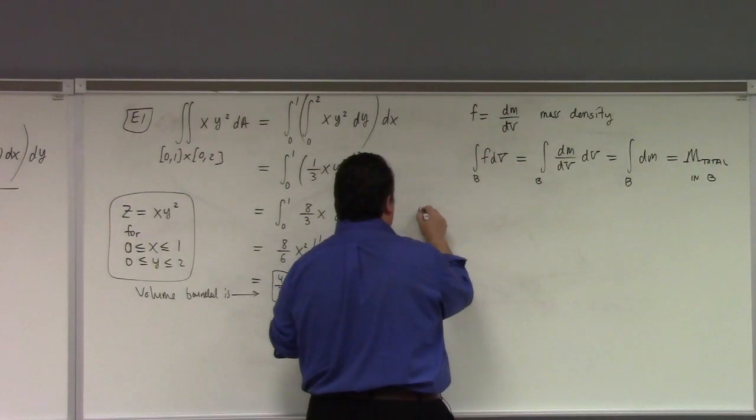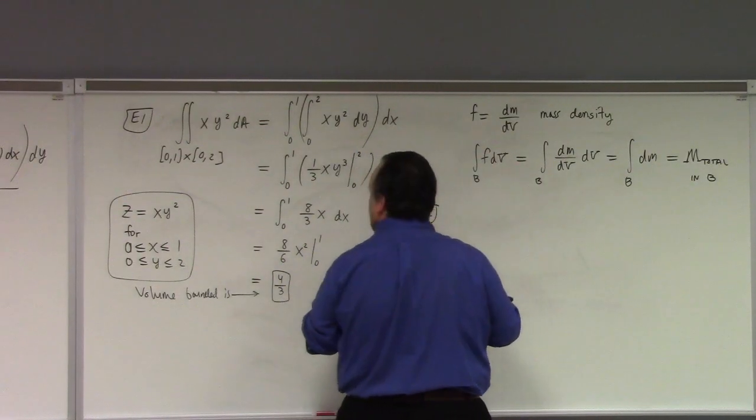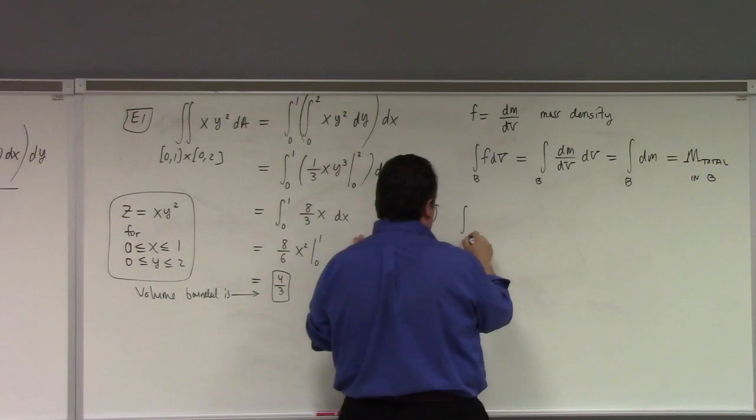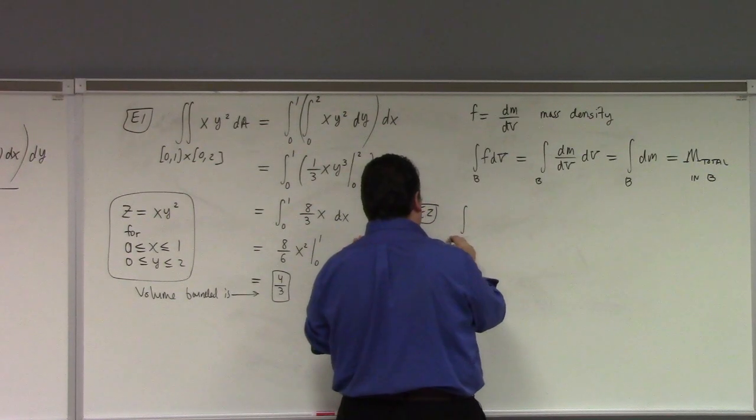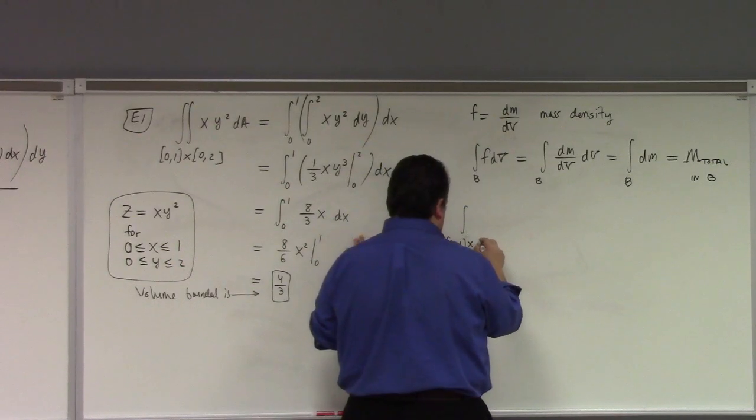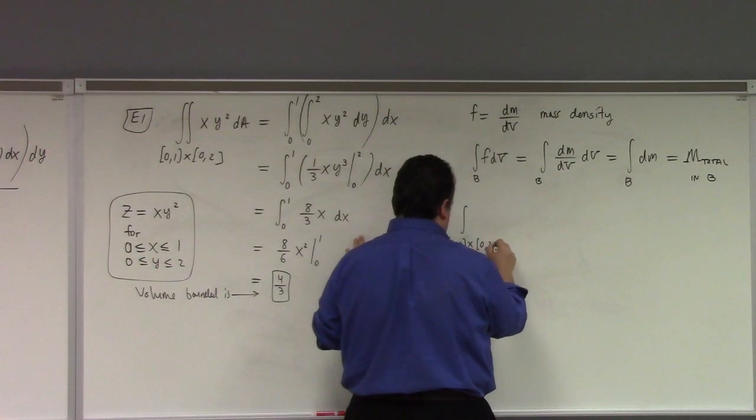Example 2. What if we were, say, integrating over, I like 0 because it makes the things easy, but I'll do 0 to 1, 0 to 2.